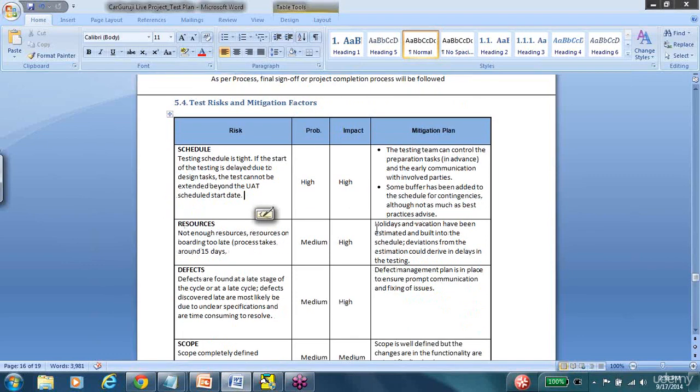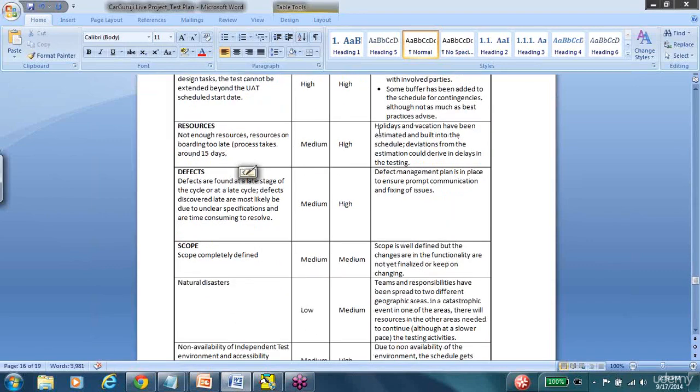And then the resources. Holidays and vacations have been estimated and built into the schedule. Deviations from the estimation could result in delays in the testing. Sometimes, when we are estimating, we overlook that there are holidays coming up, or that somebody has personal time off. That will cause resources not being there, or time not being sufficient, effort estimation going wrong, and all of those things. So by making sure that we estimate accurately, we can actually handle the problem of not having enough resources.